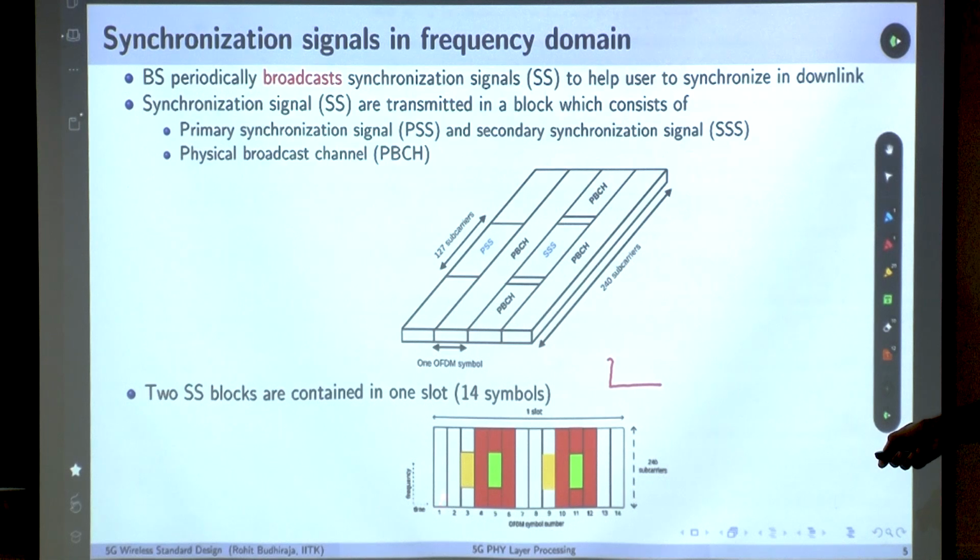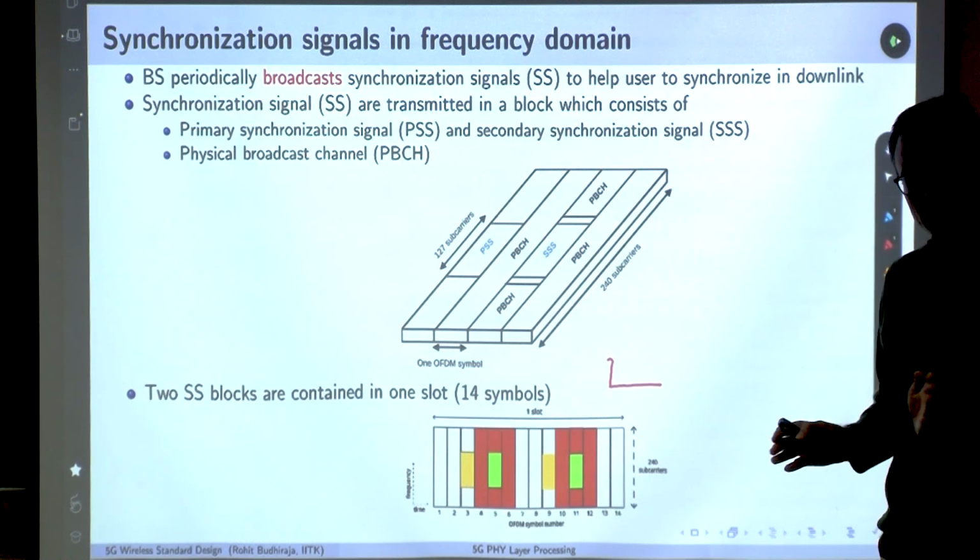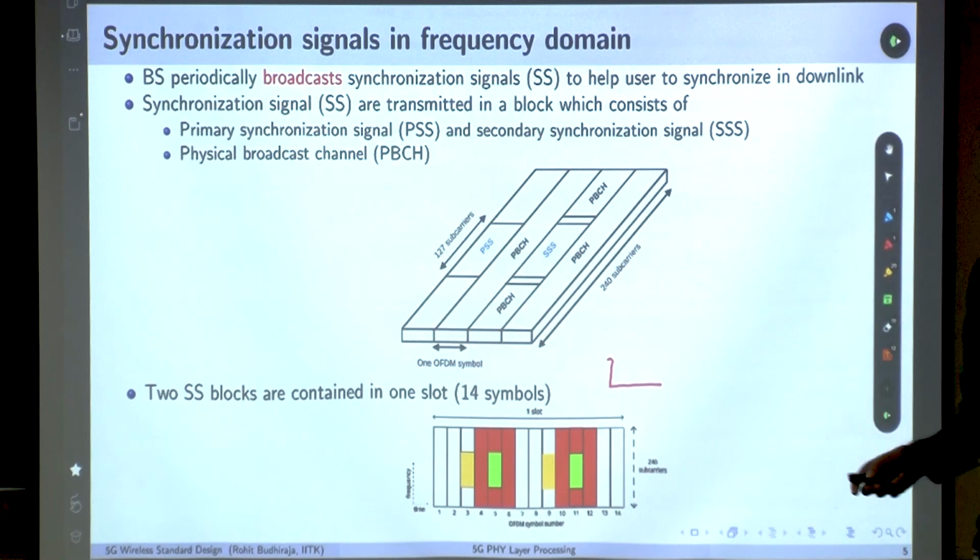So this first symbol, this second symbol, so it comes in 3rd, 4th, 5th, 6th. And then the second one comes 9th, 10th, 11th, and 12th. And they don't come in every slot. They come with a certain period. And whenever they come, they'll come like this. And that period is fixed.